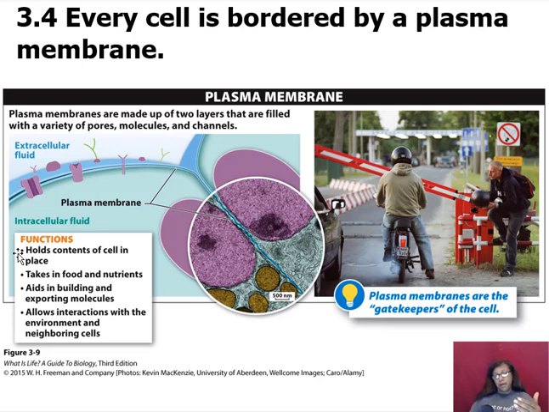You're going to learn more about what structures are there, but the functions of a plasma membrane are, one, to hold the contents of the cell in place, so it gives it some structure. The plasma membrane helps the cell to take in food and nutrition, and it can be selective about what it allows in and what it sends out. It aids in building and exporting different molecules. It allows interaction with the environment and also neighboring cells. We're going to see how that happens. So the plasma membrane is actually the gatekeeper of the cell. Okay.